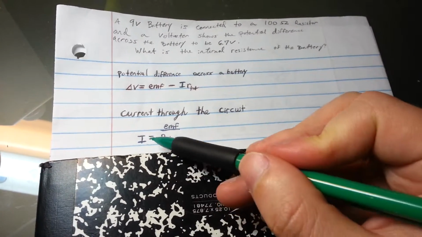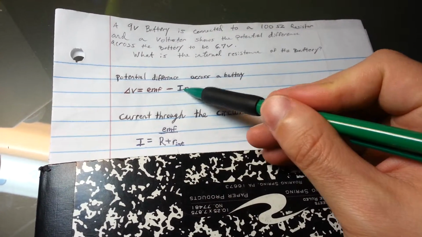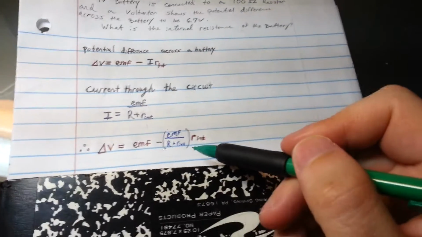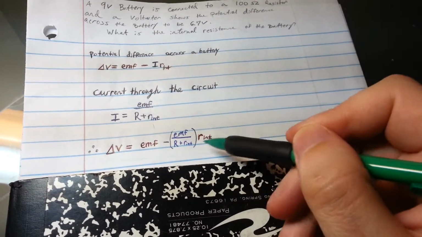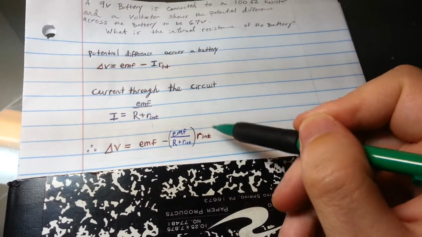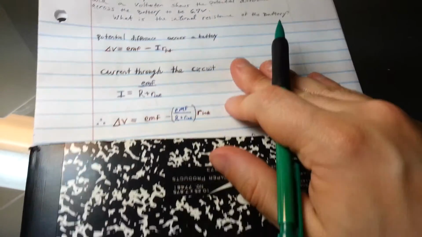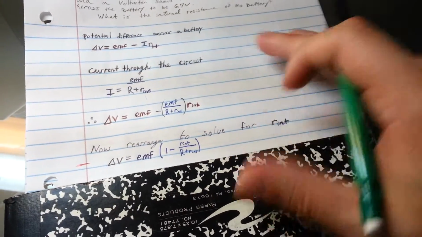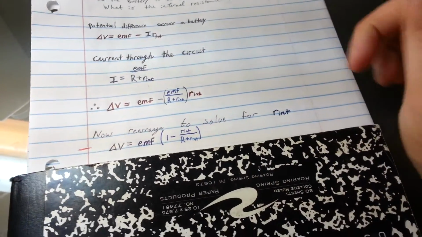So what we're going to do is plug this into here, giving us this. And pretty much that's the whole problem. The rest of it is just rearranging it for the internal resistance and then plugging in some given values. So I guess I'll do that. I even wrote it down: rearrange to solve for R internal.